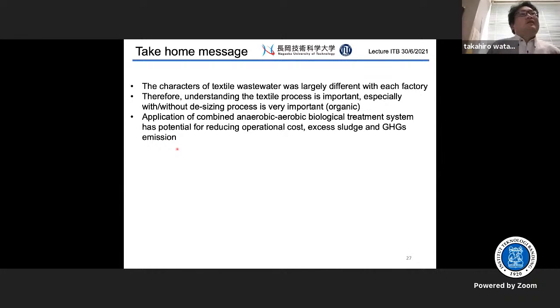So currently we are researching how to improve textile wastewater treatment, even when the wastewater doesn't contain much organic matter.